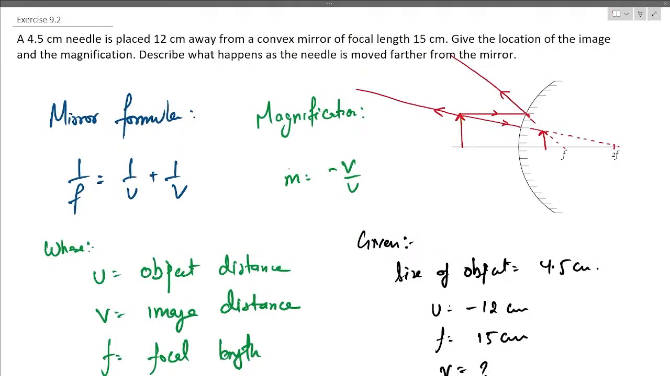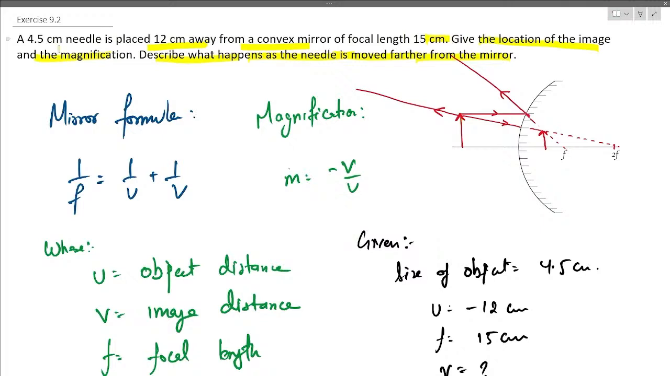The question says that a 4.5 centimeter needle is placed 12 centimeter away from a convex mirror of focal length 15 centimeter. Give the location of the image and the magnification. Describe what happens as the needle is moved further away from the mirror.